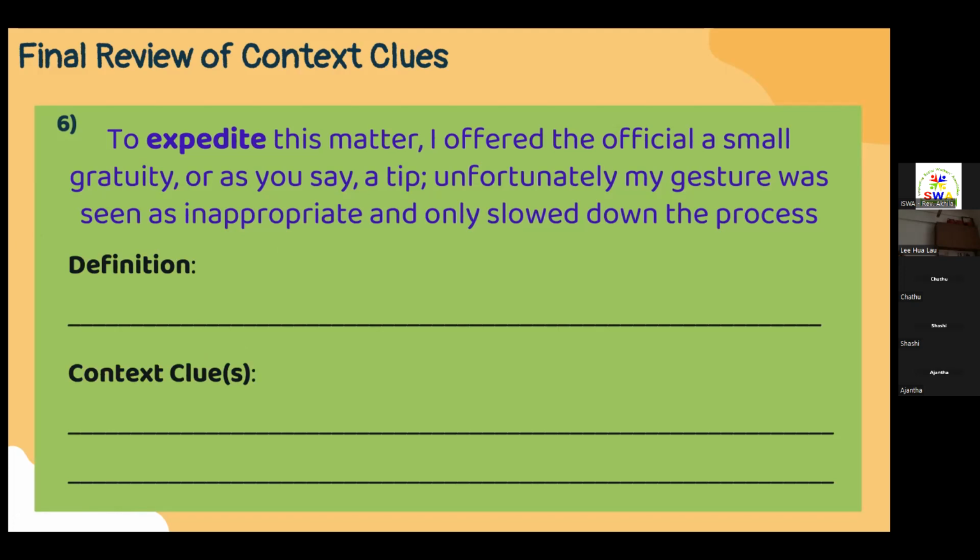Okay, thanks, Bhumi. I think you read okay. It's just that the word is called expedite. The word is called expedite. So just take note of that. I need to know the meaning of expedite. Can anyone share with me, or what do you think is the meaning of expedite?